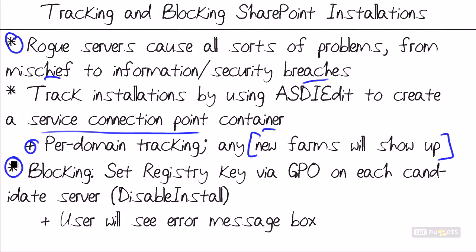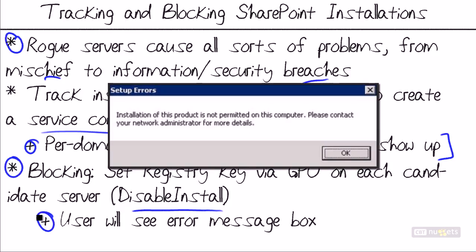As far as blocking SharePoint, I could think of quicker ways, like maybe AppLocker, but you can set a registry key either on a machine-by-machine basis or using group policy, and set a specific key called disable install on each box. If you do that, that effectively blacklists that machine, and if an administrator tries to install SharePoint, they'll see an error message box.